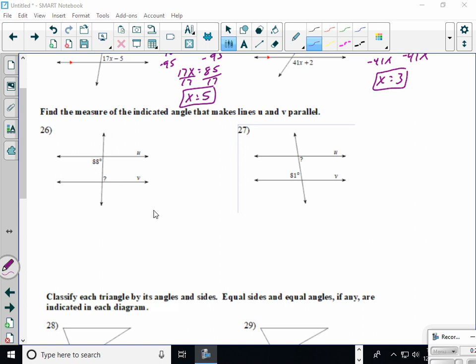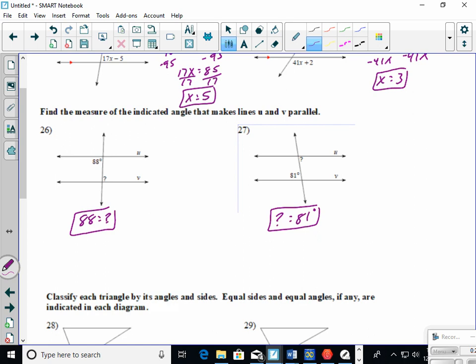So 88 has to equal the question mark. And same thing here, another set of alternate interior angles, and so the question mark has to equal 81 here.